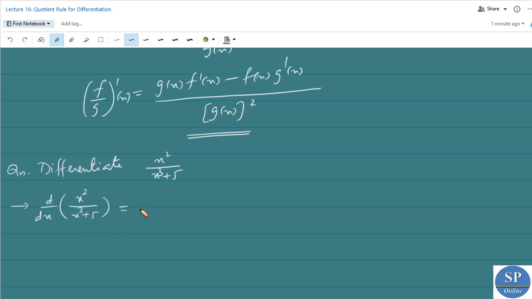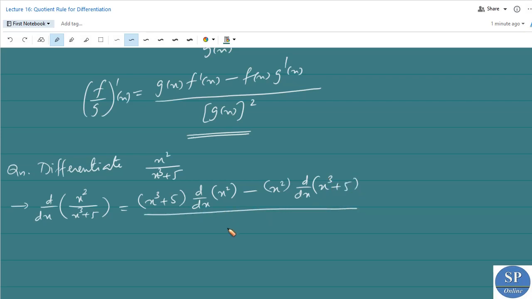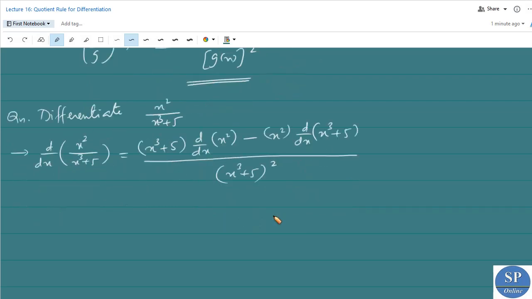So first we have the denominator x cube plus 5 into the derivative of the numerator, minus numerator into the derivative of the denominator, divided by the denominator whole square, that is x cube plus 5 whole square. So this is equal to x cube plus 5 into the derivative of x square, which is 2x, minus x square into the derivative of x cube plus 5, which is 3x square plus the derivative of 5, which is 0, divided by x cube plus 5 whole square.